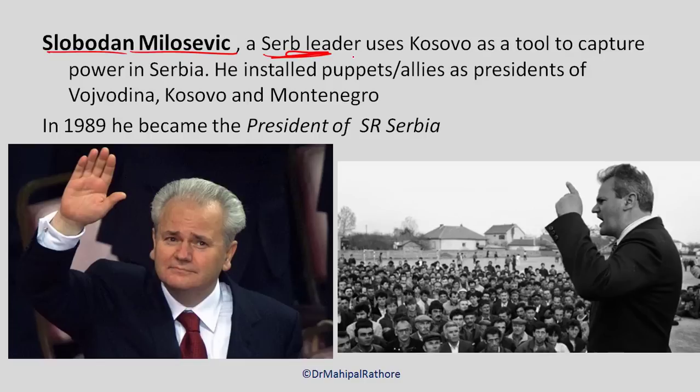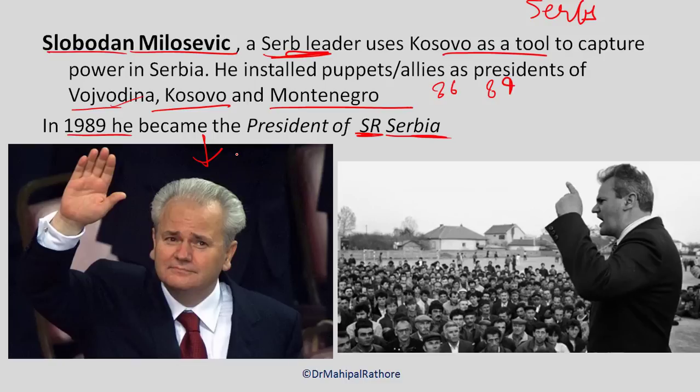Now Slobodan Milosevic, instead of finding a solution to this problem, started using Kosovo as a political tool to further his own interest. He wanted to capture power in Serbia. So he started further enraging the Serbs. He told the Serbs that yes, the Kosovans are the cause for the problems in the economy, the root cause of everything, the economic troubles in the country. We should remove them. He started giving such speeches, and he became very popular among the Serbian people, and he installed his puppets or allies as presidents of Vojvodina, Kosovo and Montenegro within a few years. This started in 86, and by 89 he had installed his allies in Vojvodina, Kosovo and Montenegro, and he himself became the president of the Socialist Republic of Serbia in 1989. So this is Slobodan Milosevic, and he is a very important figure in these Balkan wars.